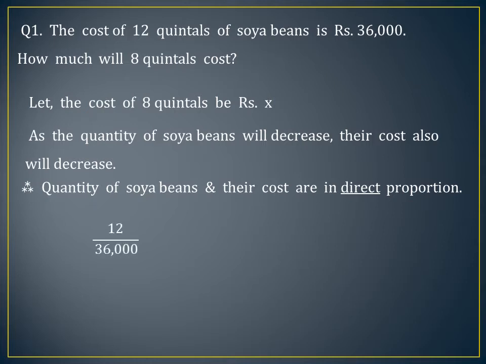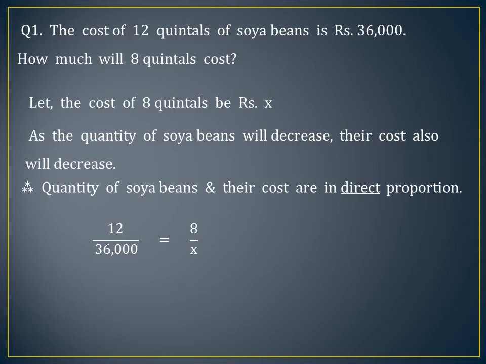To solve a sum on direct proportion, we will be taking the ratio. So that will be 12 quintals upon 36,000 equal to 8 upon x. Now you can also write it as 36,000 upon 12 equal to x upon 8. The only thing you need to be careful about is that whichever quantity you are taking in the numerator on the left hand side, the same quantity should be taken in the numerator on the right hand side. So if you are taking quintals in the numerator on the left hand side, you have to be taking only quintals even on the right hand side.